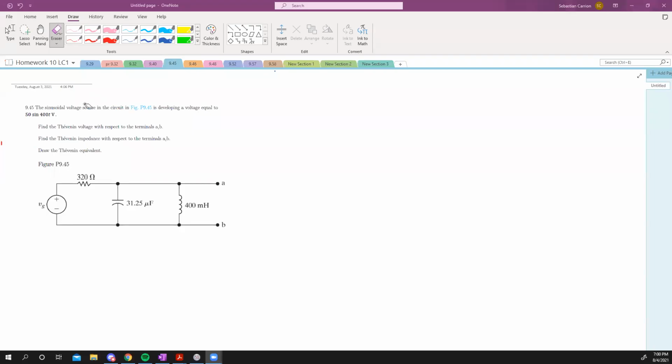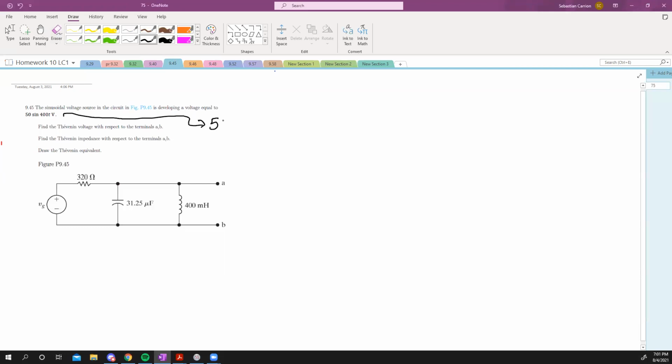All right, so we got problem 9.45. It tells us that the sinusoidal voltage source in the circuit is developing a voltage equal to 50 sine 400t. The problem is asking us to find the Thevenin voltage with respect to terminals A, B, and the Thevenin impedance with respect to terminals A, B, and then it wants us to draw the Thevenin equivalent.